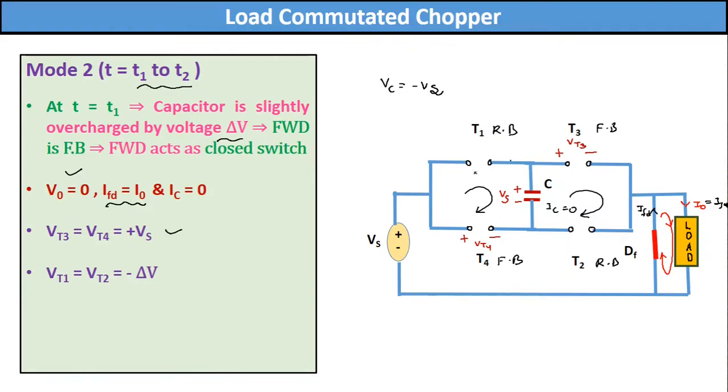Now here you can see everything is in open circuit. That means no current will flow, so the capacitor will not get any path to discharge itself. Therefore, the capacitor voltage will remain at minus Vs in the mode 2 operation till time t equal to T2. In this mode, since a short circuit is created by the freewheeling diode across the load, the load voltage V naught will be equal to 0, and the voltage across the non-conducting thyristors T1 and T2 will be equal to minus delta V, because the capacitor is overcharged by this much voltage of delta V.